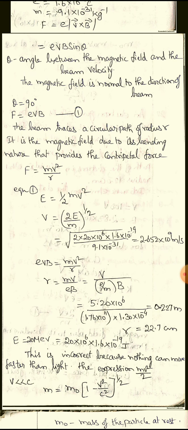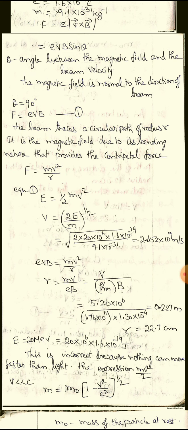So equation 1 can be written as E is equal to half mv squared. So v is equal to 2E divided by m, the whole power half. If we take the square root, that is 2E by m the whole power half, which can also be written as root of 2E by m.